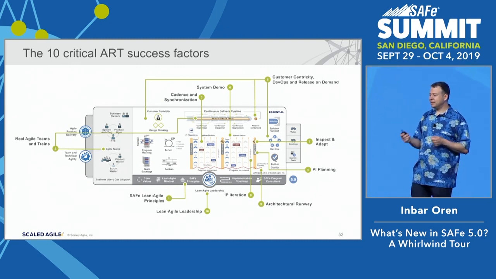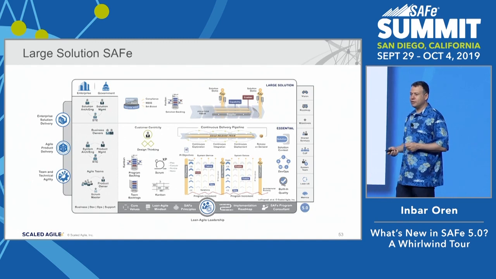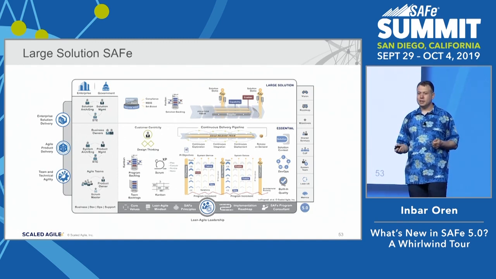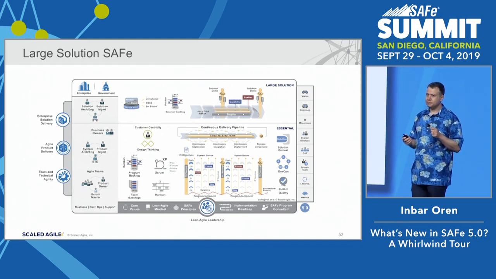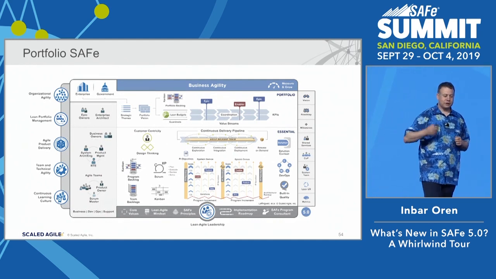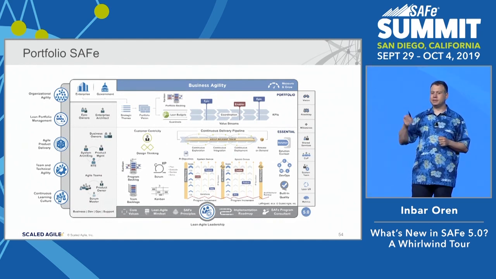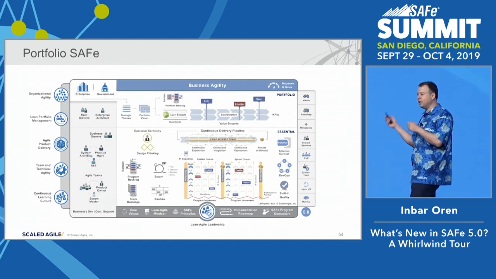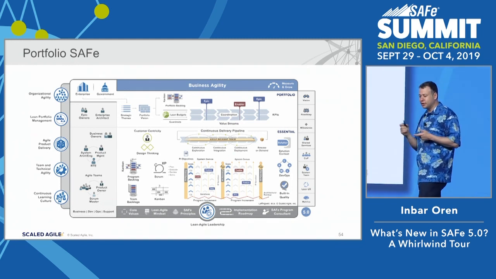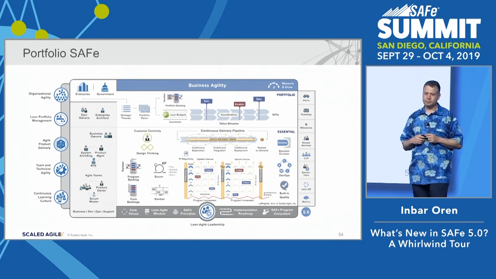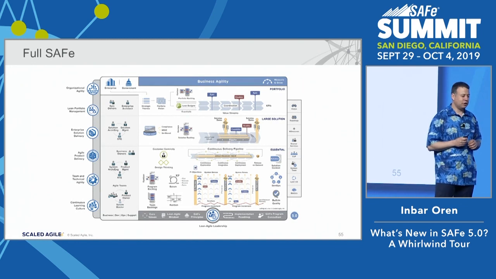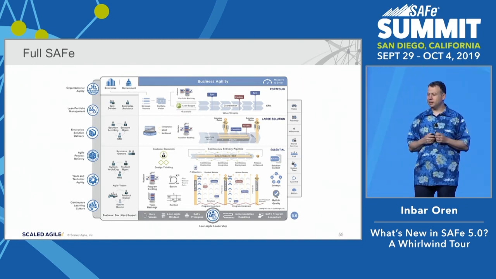As you're moving from Essential SAFE to Large Solution SAFE, you're adding more competencies, but still no business agility for you. Portfolio SAFE is the first configuration that actually gives you business agility. That's the minimal thing you have to do in order to get business agility with organizational agility and continuous learning culture. And of course, Full SAFE, which has all the competencies and all the guidance of SAFE.